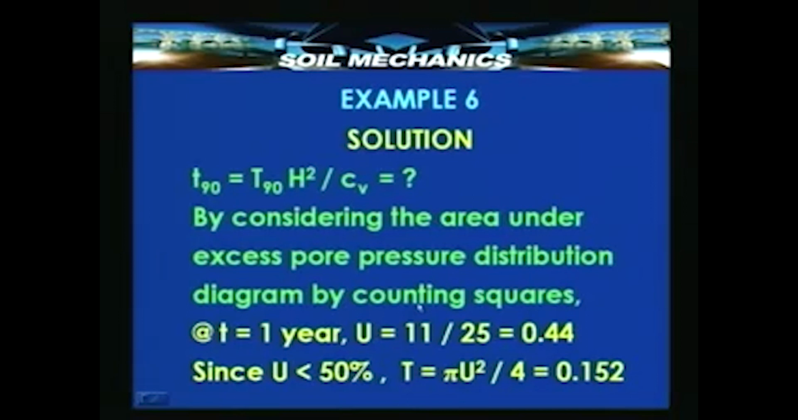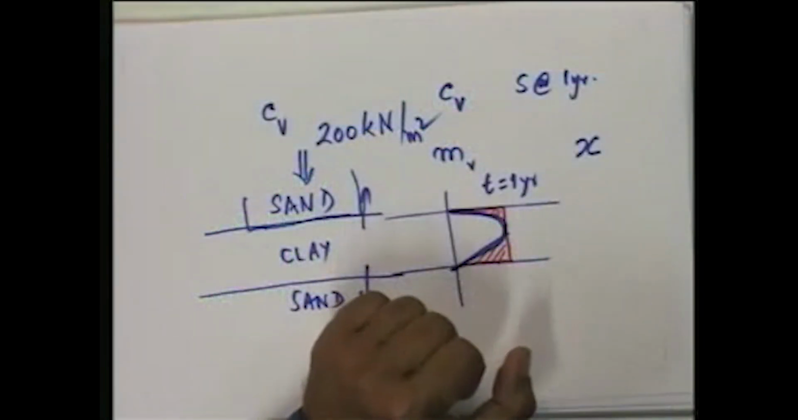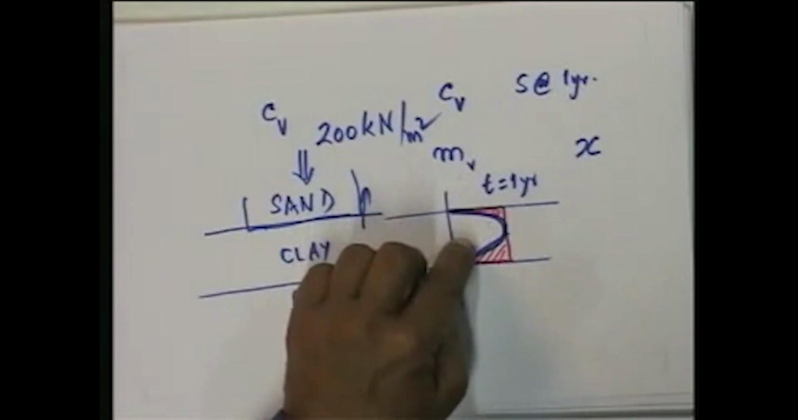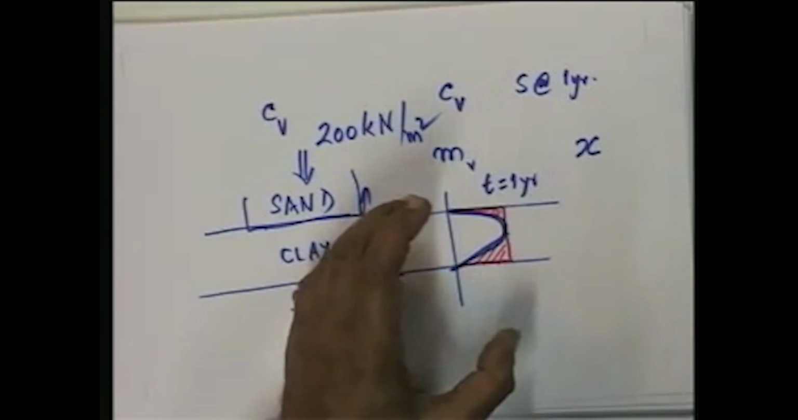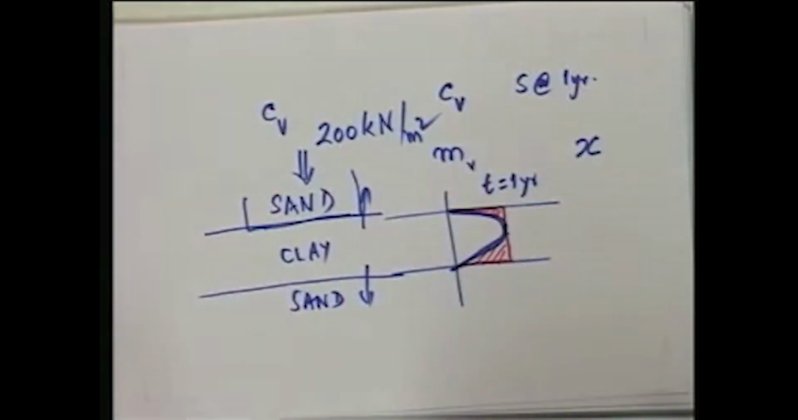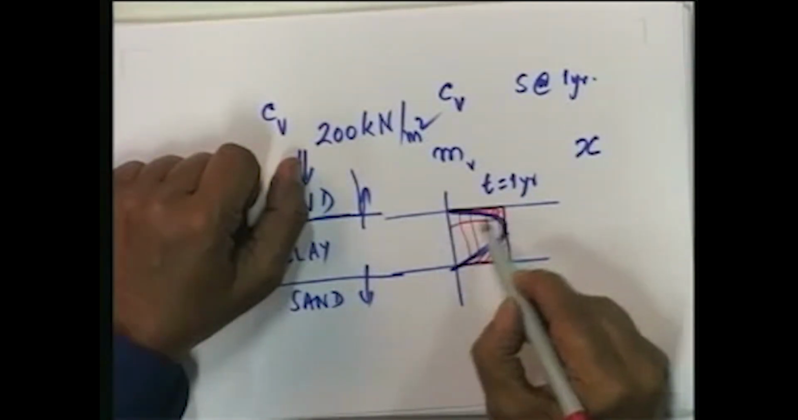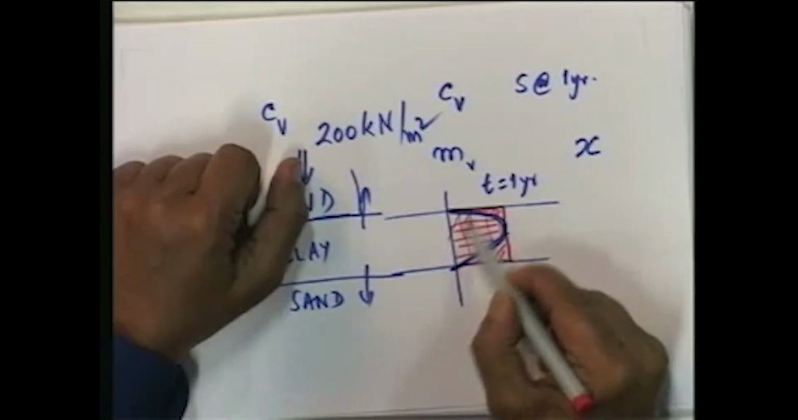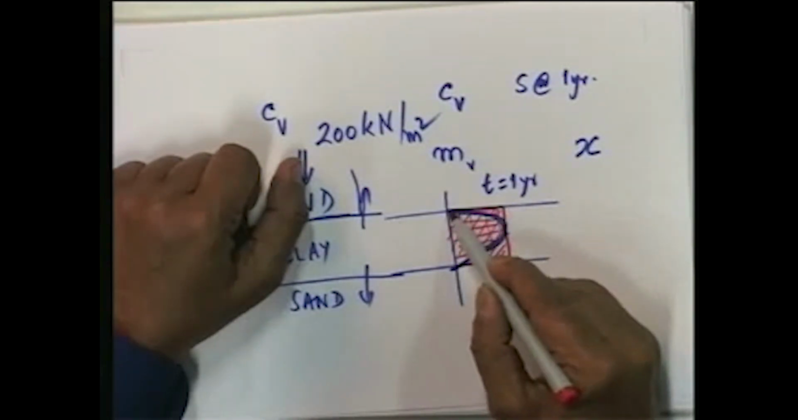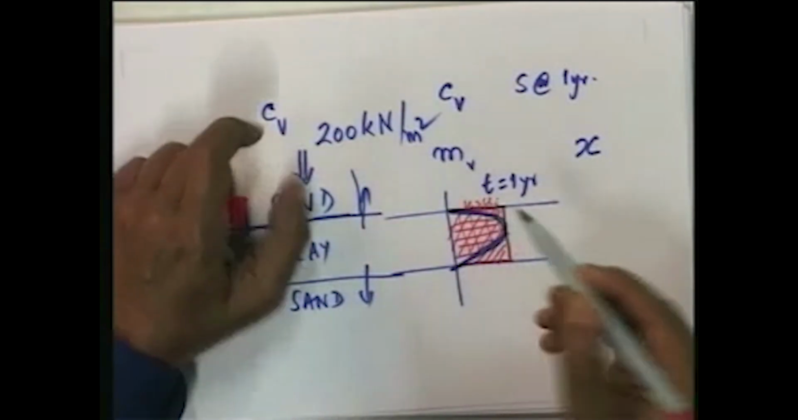So, let us see. By considering the area under the excess pore pressure distribution diagram in terms of the number of squares into which we have divided the diagram, we can find out at t equal to 1 year, what part of the area is under this curve out of the total area. That is, what is the area occupied by this curve as a fraction of the total area occupied by the u equal to ui curve.